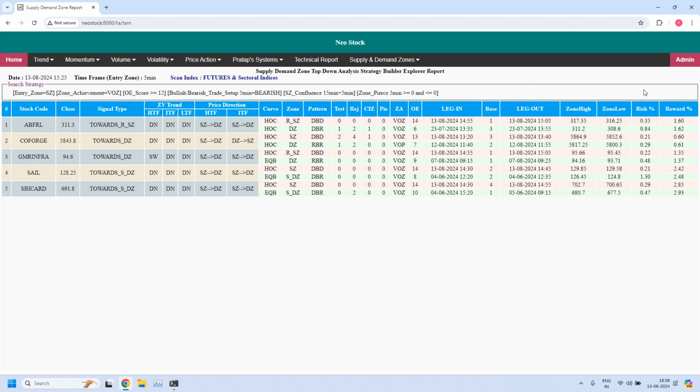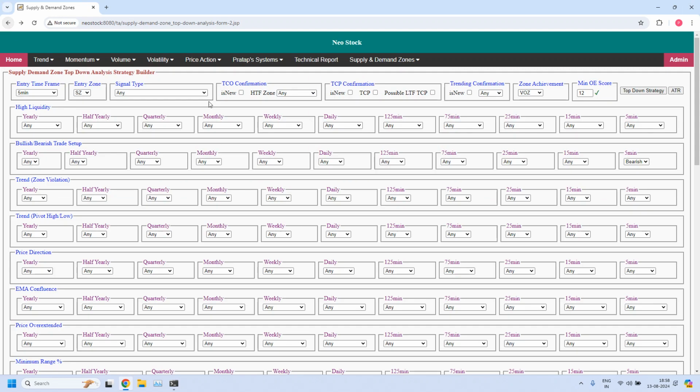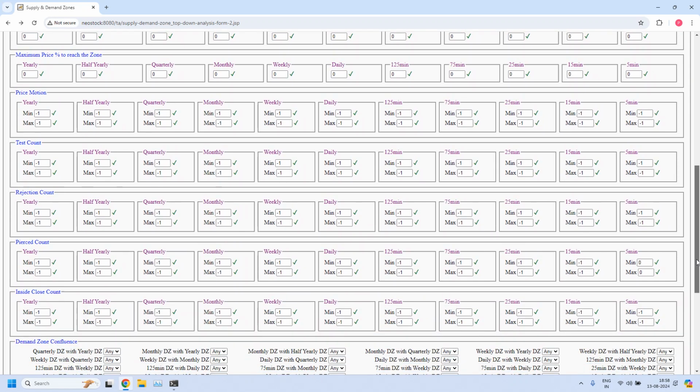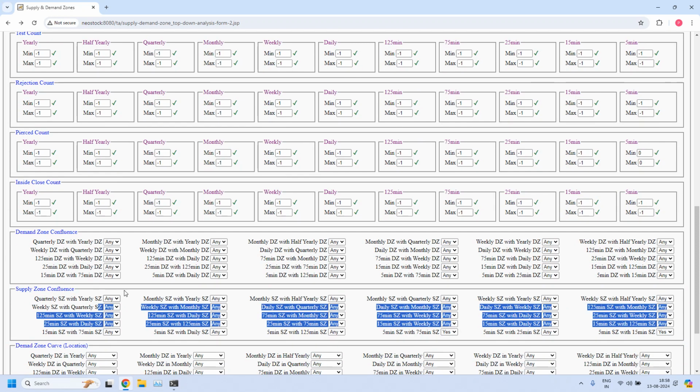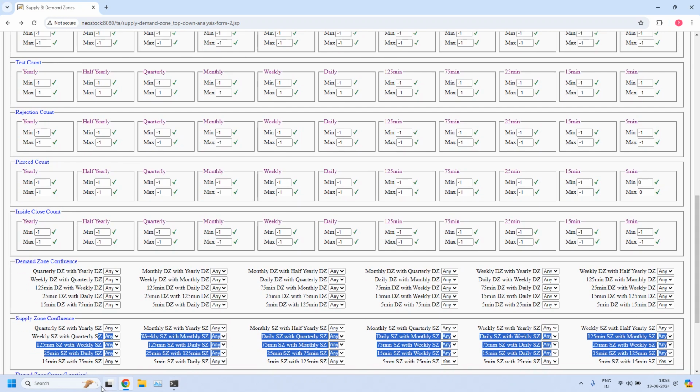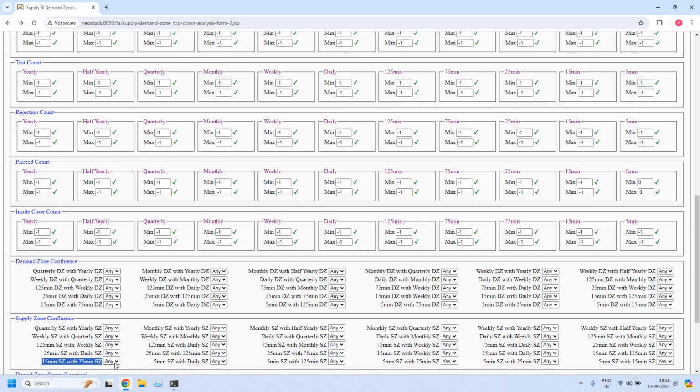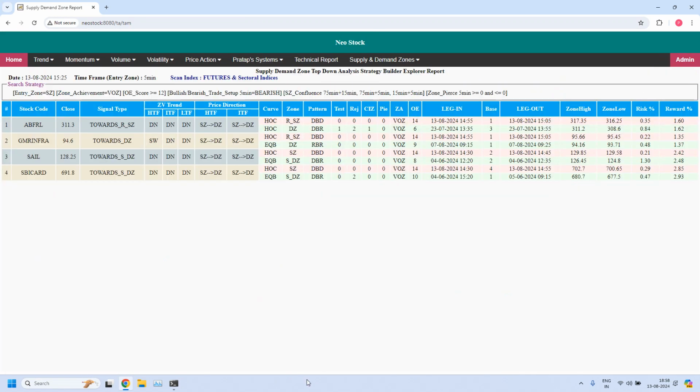Now out of these 5, how many are having confluence with even HTF time frame? HTF is 75 minutes time frame. So let's verify. The supply zone confluence, LTF, ITF and HTF confluence. So 5 minutes supply zone with 75 minutes supply zone I enabled, and a 15 minutes supply zone and a 75 minutes supply zone also. 15 minutes supply zone with 75 minutes supply zones also I am enabling. Now with all the 3, let's verify. So out of 5, 4 stocks are filtered. That means all these 4 stock supply zones are having confluence with 5 minutes and 15 minutes and 75 minutes.